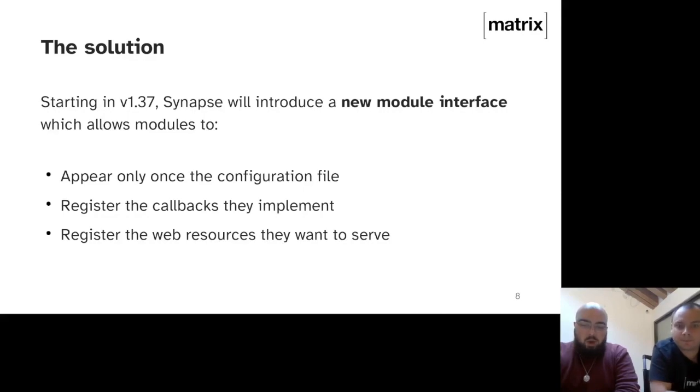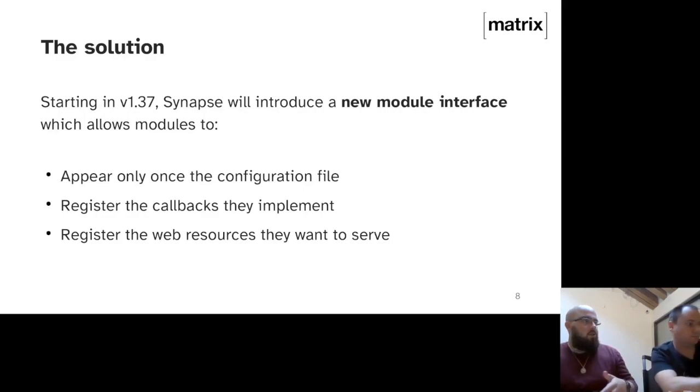The way we're addressing this is in Synapse 1.37, which was released this week, if I'm not mistaken. Synapse introduces a new module interface that's going to allow modules to appear only once in the config file, so no more duplication. Because they appear only once in the config file, they're also instantiated only once, which solves all that issue. It also allows them to proactively register the callbacks and the web resources that they want.